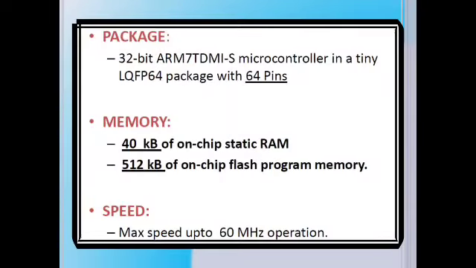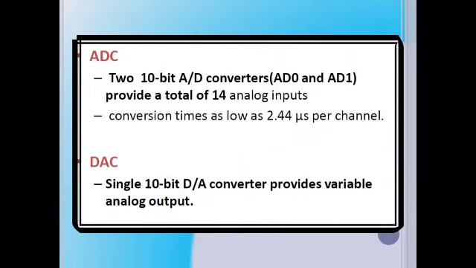It has a 64-pin LQFP64 package, and we have a 32-bit ARM7 TDMI-S microcontroller inside this. It has 40 KB of on-chip static RAM and 512 KB of on-chip flash program memory. The maximum speed is up to 60 MHz operation, and it is provided with 2 A to D converters, AD0 and AD1, and a single 10-bit D to A converter that provides variable analog outputs.